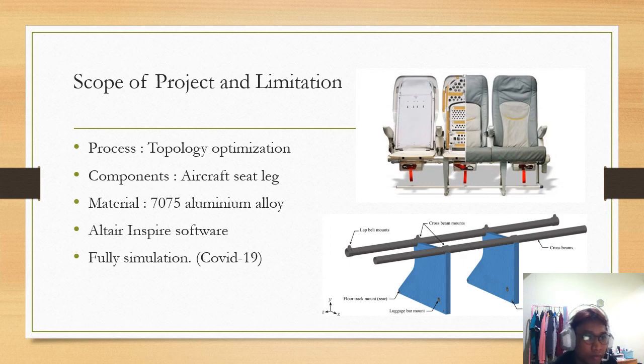Scope of project and limitation. This is a picture example of the aircraft seat, and at the bottom you can see the seat leg, the blue colored one. The scope of the project: the process that I choose is topology optimization. The component is the aircraft seat leg. The material used is 7075 aluminum alloy, and the software I will use is Inspire. The limitation of this final project is that it will be conducted fully by simulation because of the COVID-19 pandemic.